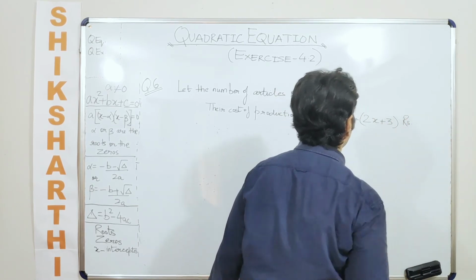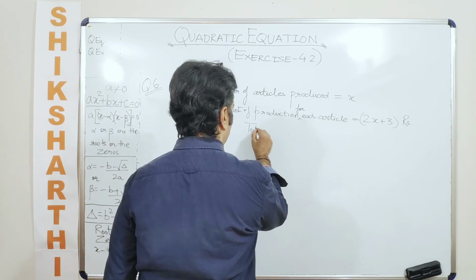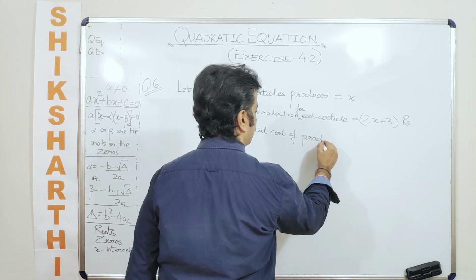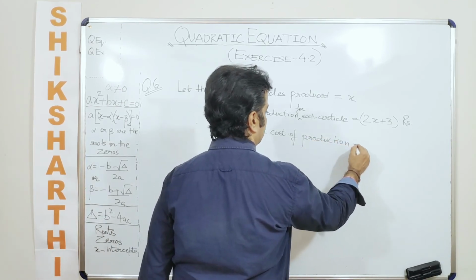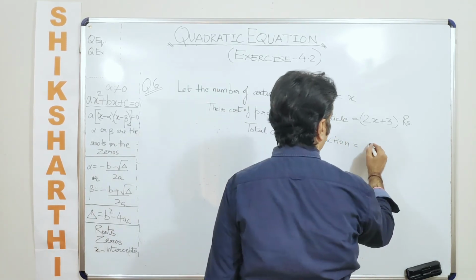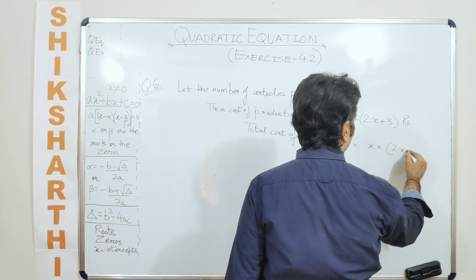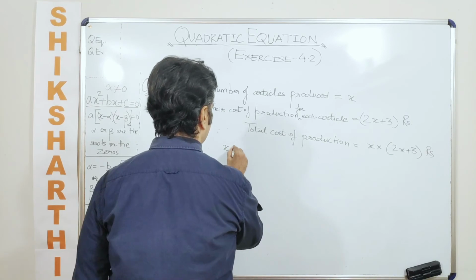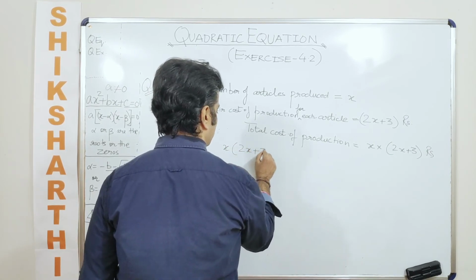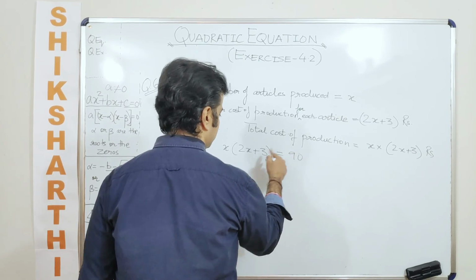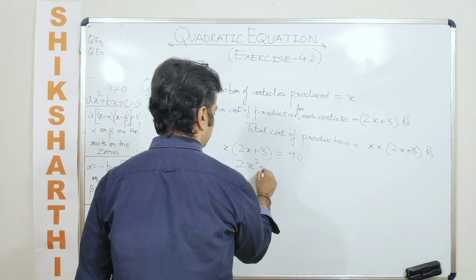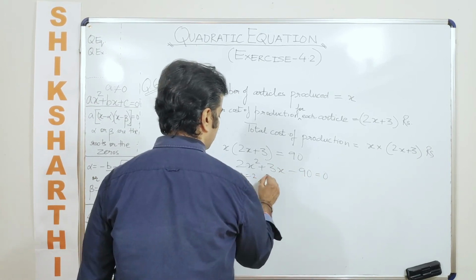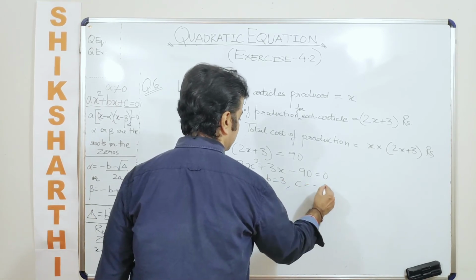So can we calculate the total cost of production on that day? The total cost of production will be nothing but the cost of each article multiplied with the total number of articles produced on that day, which is nothing but X into 2X plus 3 rupees, and that is given to you as 90 rupees. So can I say X into 2X plus 3 rupees is equal to 90 rupees? So rupees get cancelled out, and eventually I get an equation like 2x square plus 3x minus 90 is equal to 0. So the value of A here is 2, the value of B here is 3, and the value of C here is minus 90.